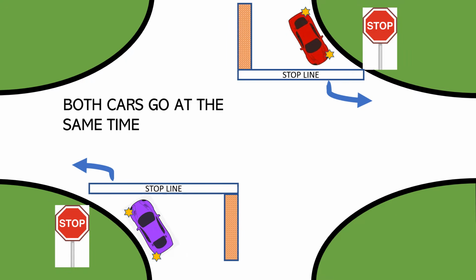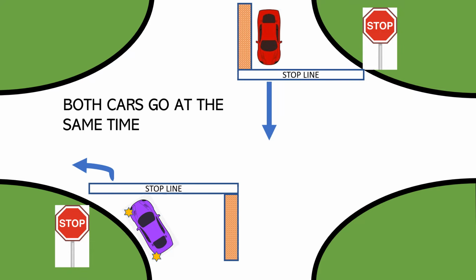So in this case, there are no vehicles on the main road, so the purple and the red car can both proceed at the same time because clearly their paths will not clash. And again, in this case, we've got the purple car turning left and the red car going straight ahead. So again, their paths don't clash. They can both proceed at the same time.